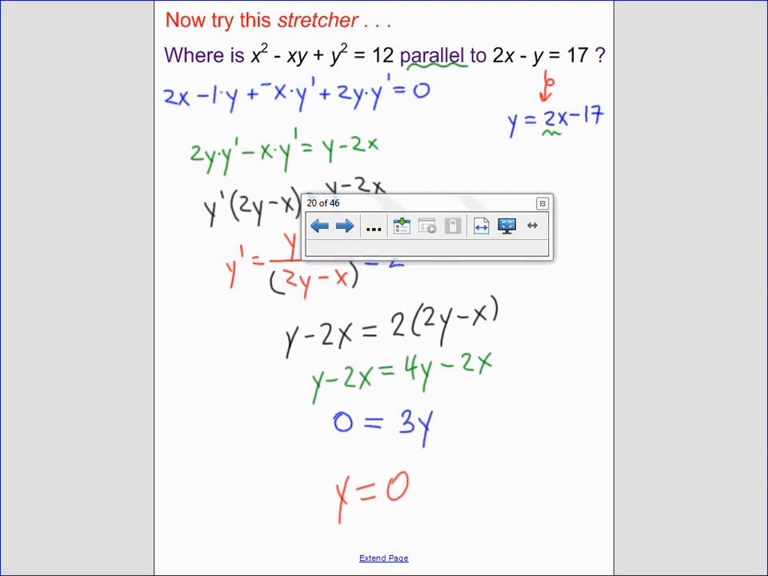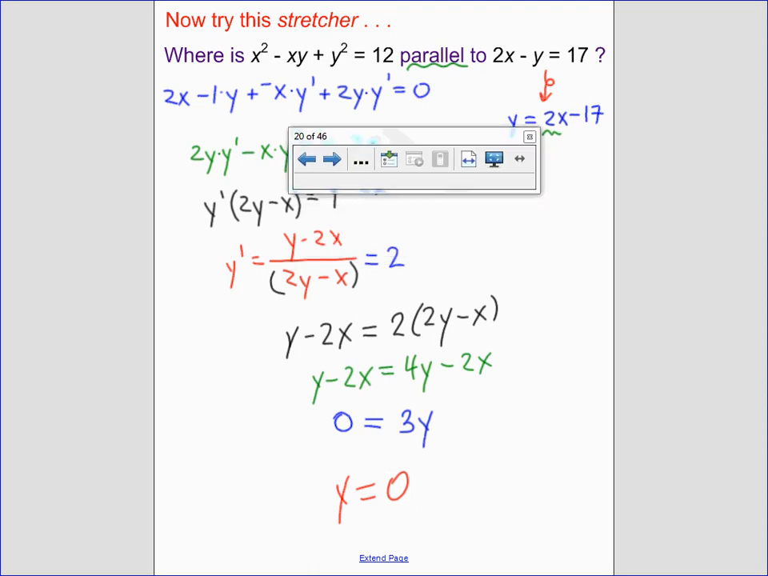We're getting at the point where y equals 0. So I multiply it over. And it appears as though when y equals 0, my slope, y prime, equals 2. We can see through inspection that yes, that's the case. If y were 0, I'd get negative 2x over x. Over negative x is positive 2.